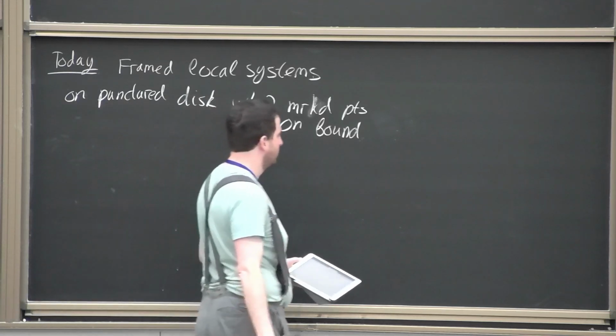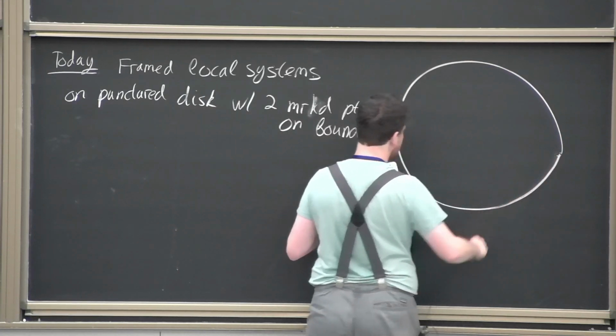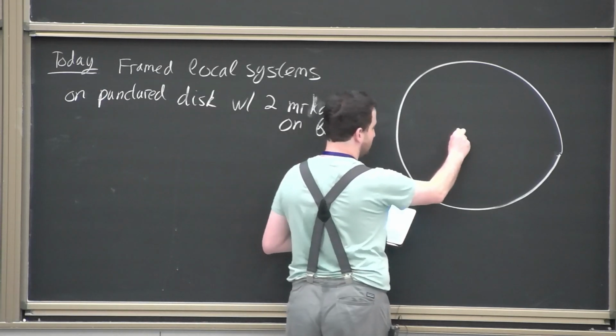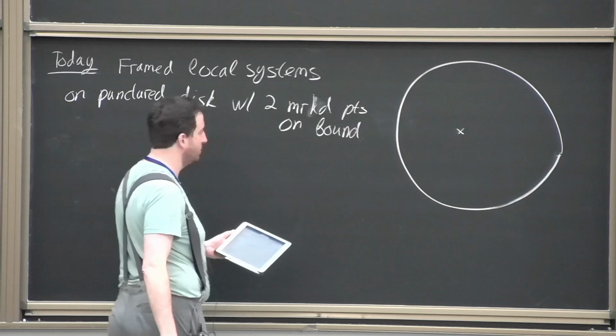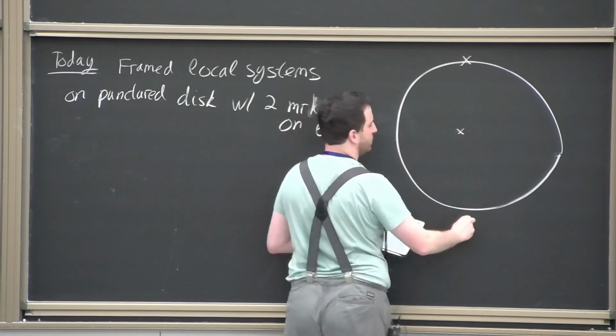And the picture is what? The disk. It's topological, so it's not a circle, it's not a problem. So it is punctured. We have a puncture here, and we have 2 marked points on the boundary.